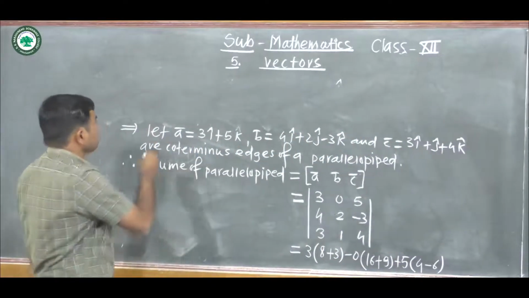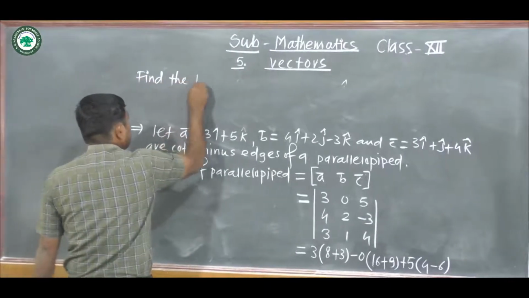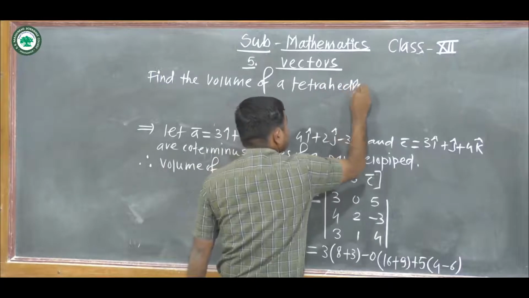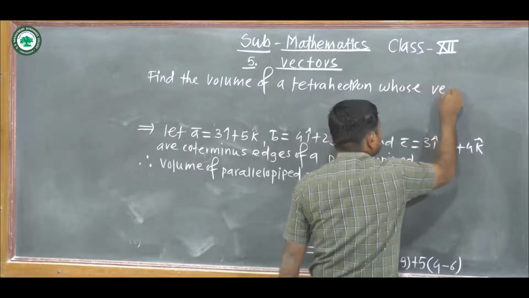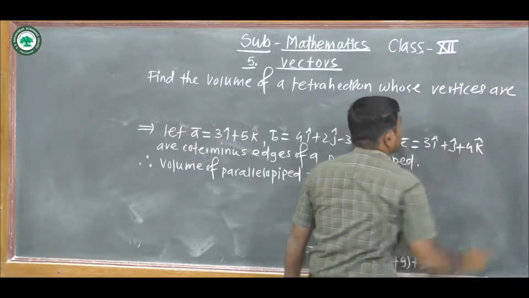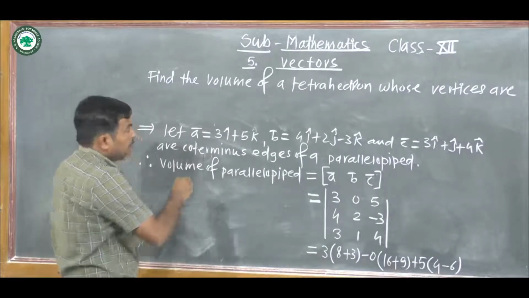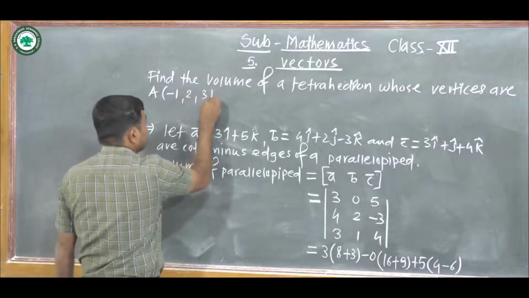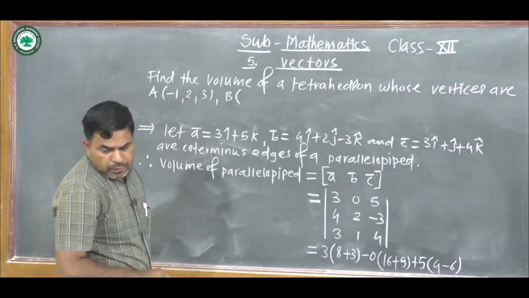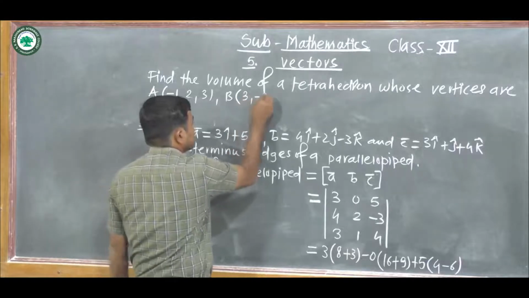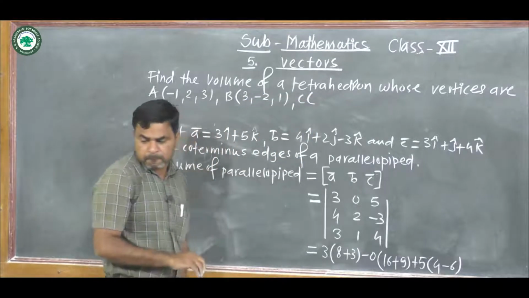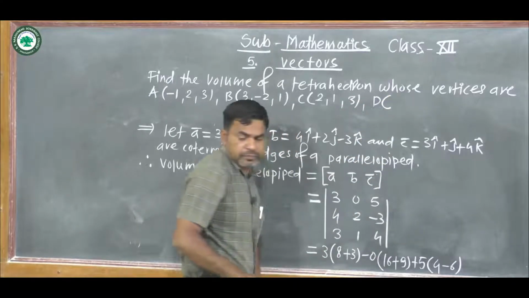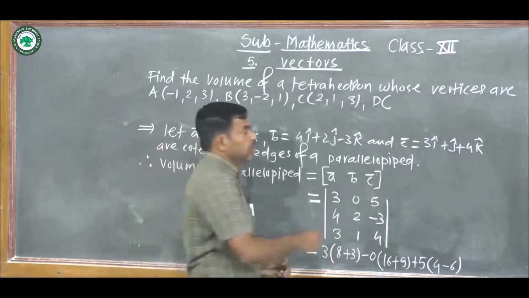Find the volume of a tetrahedron whose vertices are A(-1, 2, 3), B(3, -2, 1), C(2, 1, 3), and D(-1, -2, 4).